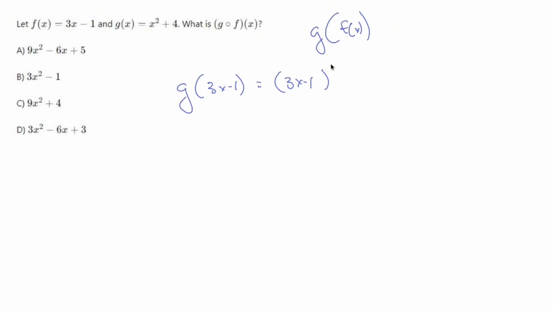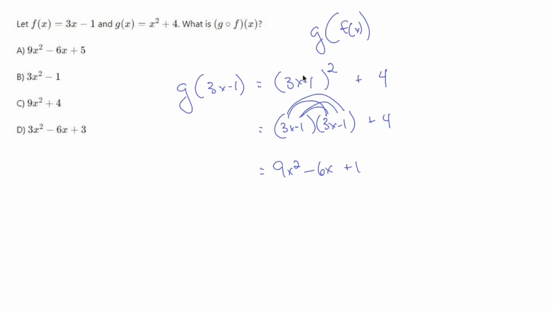So (3x - 1)² + 4. Now this is a perfect square trinomial, so if you need to, write this out like this and FOIL it out. When doing that, you get 3 times x times 3 times x, which is 9x². Minus 3x minus 3x is minus 6x, and negative 1 times negative 1 is positive 1.